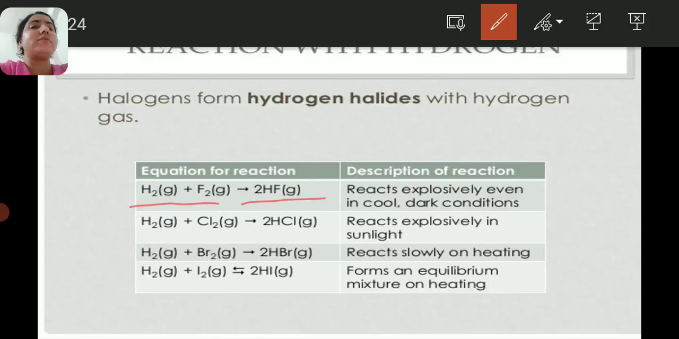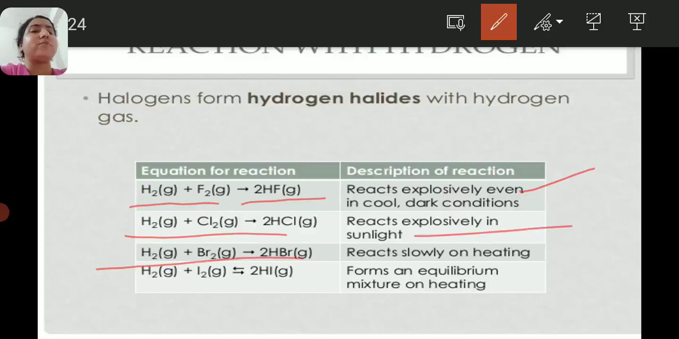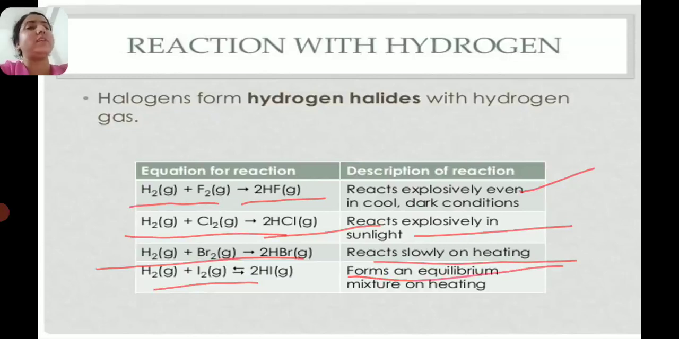H2 plus F2 gives 2HF, hydrogen fluoride, which reacts explosively even in cool, dark conditions. H2 plus Cl2 gives 2HCl, hydrochloric acid, reacting explosively in sunlight. H2 plus Br2 gives hydrogen bromide, which reacts slowly on heating. H2 plus I2 gives 2HI, hydrogen iodide, which forms an equilibrium mixture on heating.